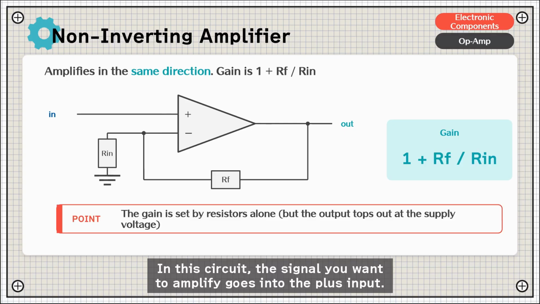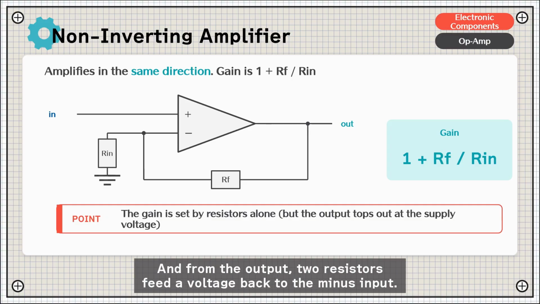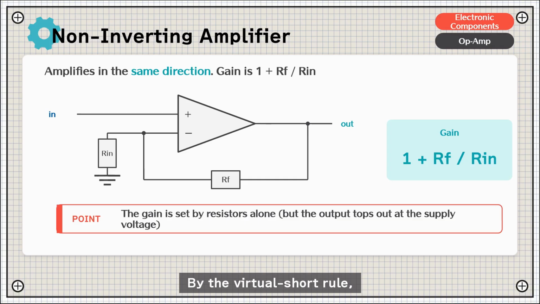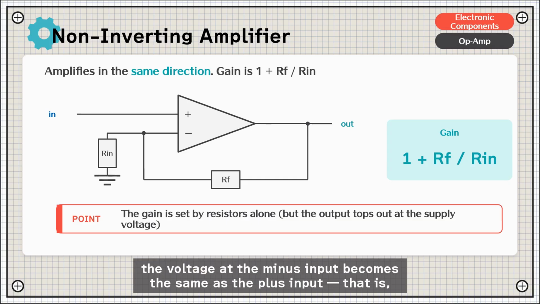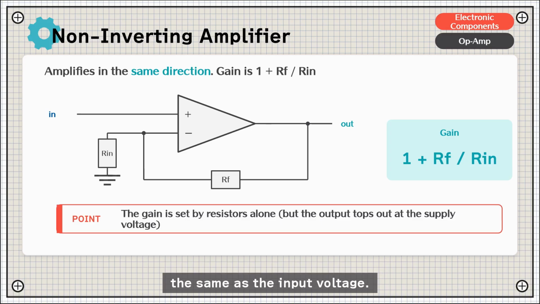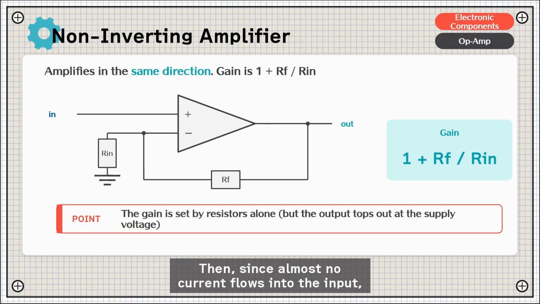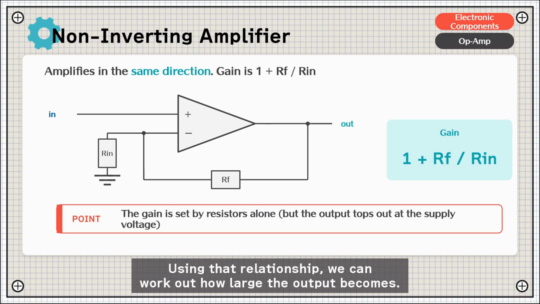In this circuit, the signal you want to amplify goes into the plus input, and from the output, two resistors feed a voltage back to the minus input. By the virtual short rule, the voltage at the minus input becomes the same as the plus input, that is, the same as the input voltage. Then, since almost no current flows into the input, the same current flows through both feedback resistors. Using that relationship, we can work out how large the output becomes.